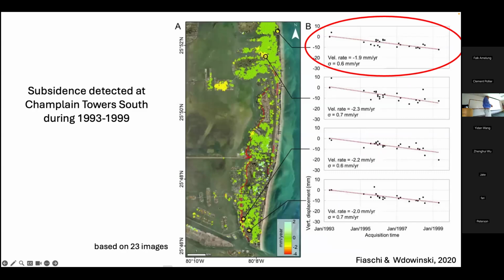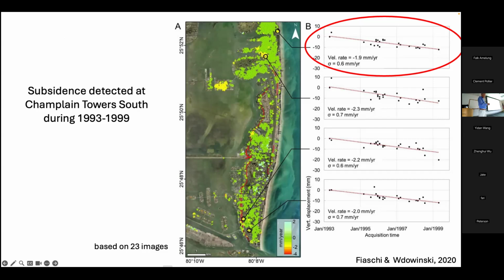A couple of years ago, Szymon Worowiński and Simone Fieschi, who was a visiting student here when Szymon was still at UM, did a study for a different purpose. They looked at subsidence, and in the 90s they found most of the area is green. That means no displacement, except a few localized places where it is yellow.